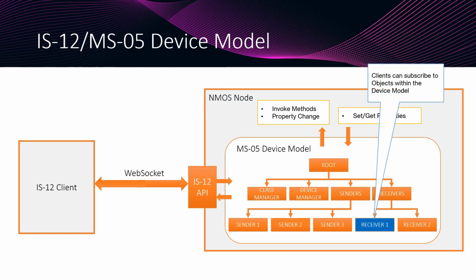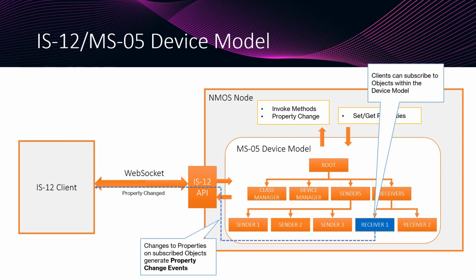Clients can subscribe to objects within the device model so that if the value of properties in that object are changed, for instance by the NMOS node application code, then it will generate a property change event. The property change event is then transmitted over the WebSocket to the client.